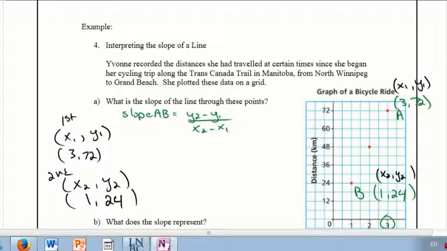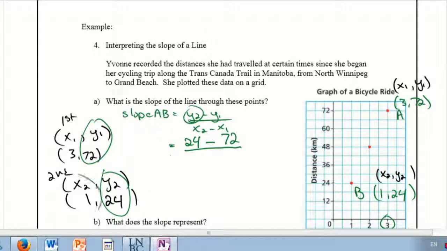So it's kind of like a substitution type thing here. We're going to take y2, which I said was 24, so I'm going to put a 24 in for y2. Okay, y1. What is y1? Here's y1 over here, so I'm going to subtract 72. Okay, x2 is 1 from down here, and then I'm going to subtract x1, which was 3.